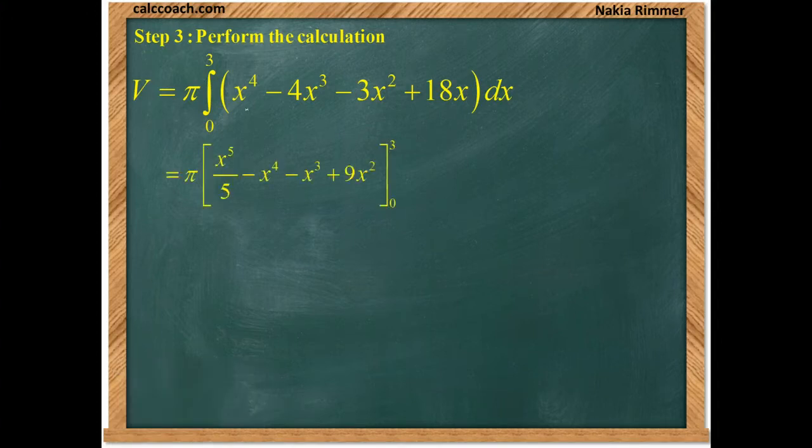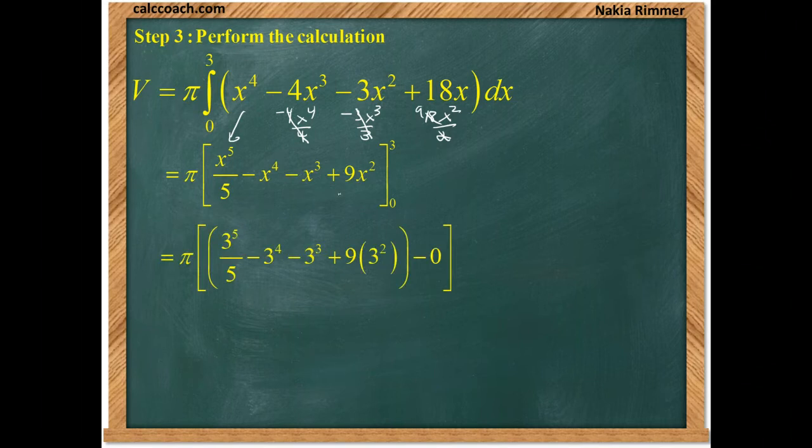Well, antiderivative of each: x to the 5th over 5. Now watch this. This will be minus 4, x to the 4th over 4. And those 4s will cancel. This will be minus 3, x to the 3rd over 3. And the 3s will cancel. This will be 18x squared over 2. And that'll make it a 9x squared. Now, the fundamental theorem of calculus says you plug a 3 in, get a value. Plug a 0 in, get a value. And you subtract the one from the other. But, of course, plugging in 0 will give you 0.